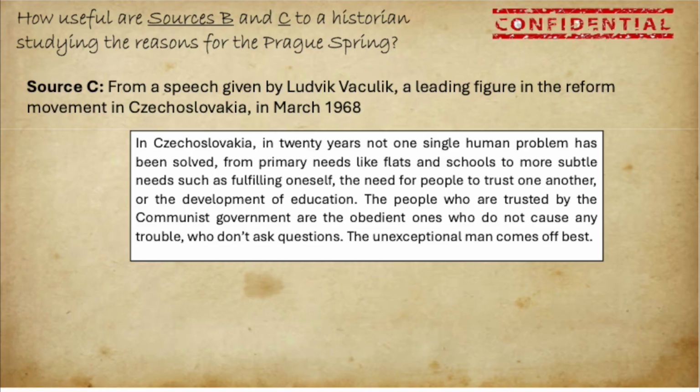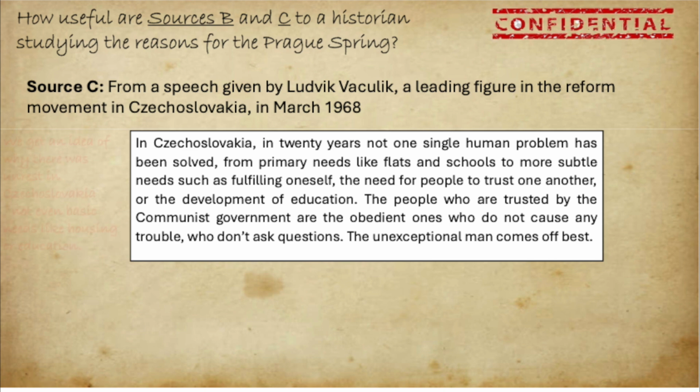Now let's have a look at source C. It's from a speech given by Ludvík Vašílek, who was a leading figure in the reform movement in Czechoslovakia in March 1968. He says, "In Czechoslovakia in 20 years, not one single human problem has been solved. From primary needs like flats and schools to more subtle needs such as fulfilling oneself, the need for people to trust one another, or the development of education. The people who are trusted by the communist government are the obedient ones, who do not cause any trouble, who do not ask questions. The unexceptional man comes off best."